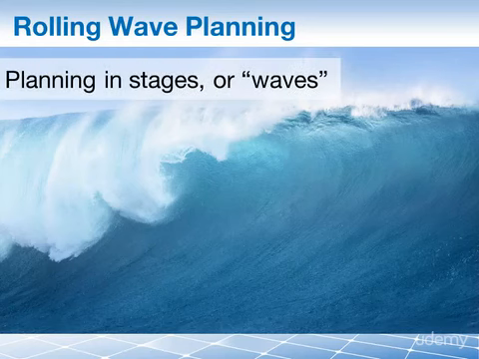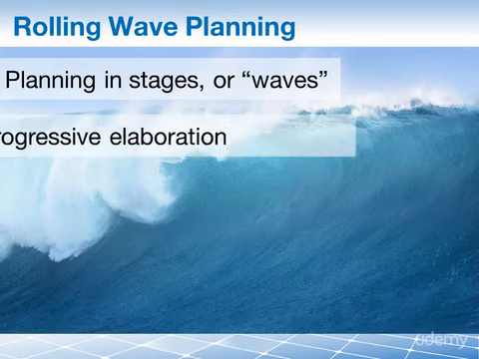Rolling wave planning is the process of planning in sequential stages or waves as the project moves forward, and later on details become clearer. Any work done in the near term is detailed and reliable, while any work in the distant future is at a higher level milestone kind of format with lots of assumptions.